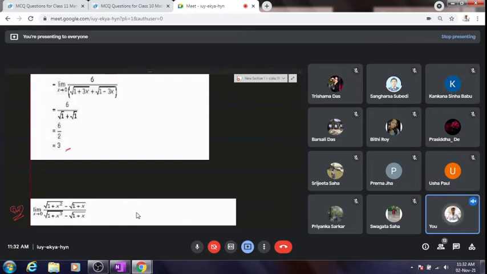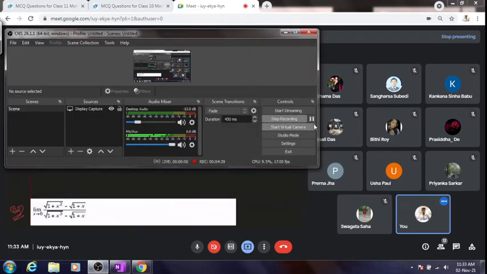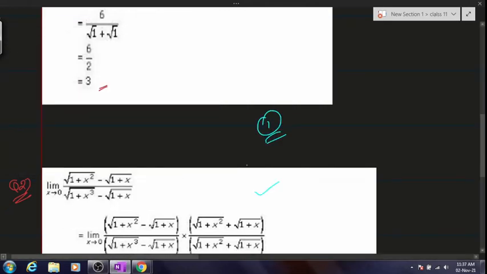And I would expect Sangharshat Subedi to tell the answer for this question. Take your time, but make sure that you do it yourself. Prerna Jha will type the answer, only type the answer. Don't tell the answer. So people have told the answer as 1. Let's check it out. You will have to rationalize the numerator first.